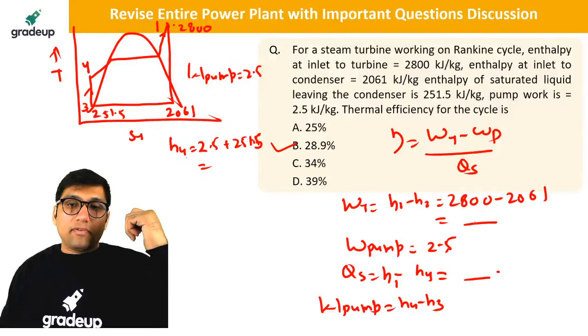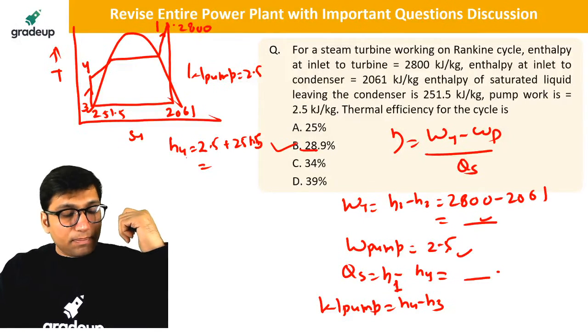So you can find the turbine work, the pump work is already given, and the heat supplied you can also find from here. You will get the efficiency as 28.9%.